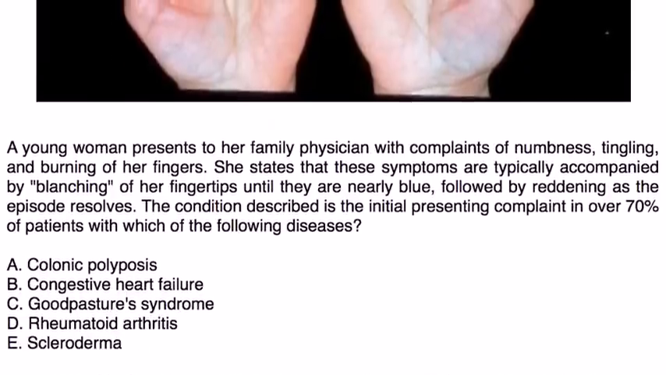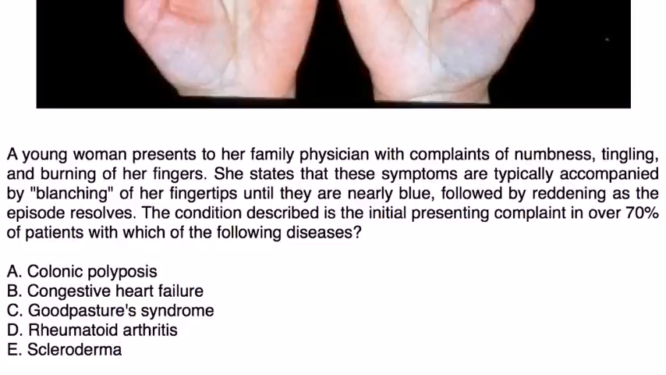And now I'll finish off with a couple of clinical vignettes. A young woman presents to her family physician with complaints of numbness, tingling, and burning of her fingers. She states that these symptoms are typically accompanied by blanching of her fingertips until they are nearly blue, followed by reddening as the episode resolves. The condition described is the initial presenting complaint in over 70% of patients with which of the following diseases? So what they're asking is, the condition she has, what is it associated with?